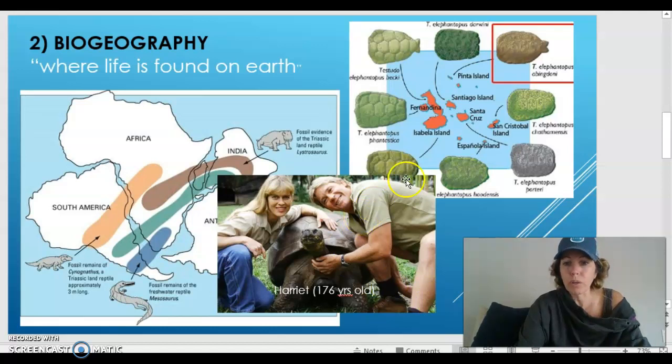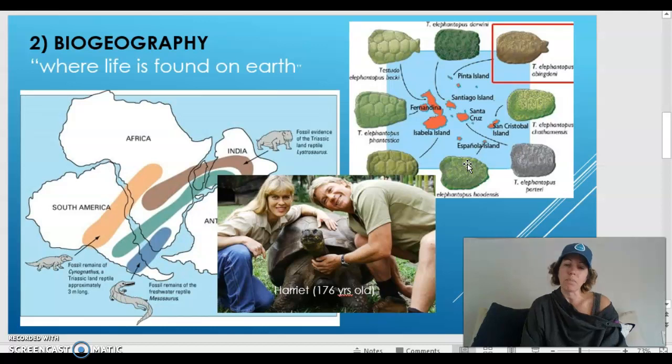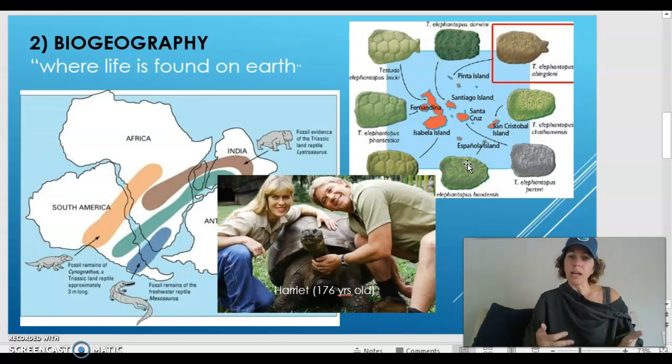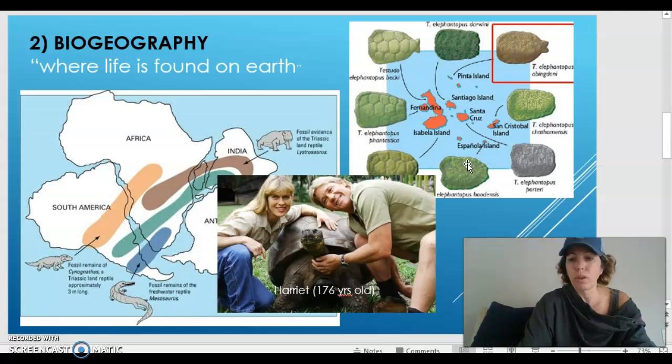And so when we look at biogeography, if you look at the Galapagos Islands over here, you can see that there's a whole bunch of various tortoises, like the Galapagos tortoise, but all their shells were slightly different. And so because they are tortoises, they must have come from some common ancestor, and then when they got isolated onto the islands, they eventually started to evolve, adapt, and change.